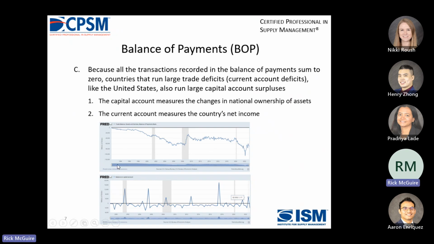So here's the current account. And this goes back to like 1995. Here's 2022. And the trade deficit keeps getting bigger and bigger. But here's the capital account. And it's negative also most of the time, except for we get these spikes. And why that is, it shouldn't be, but it is.